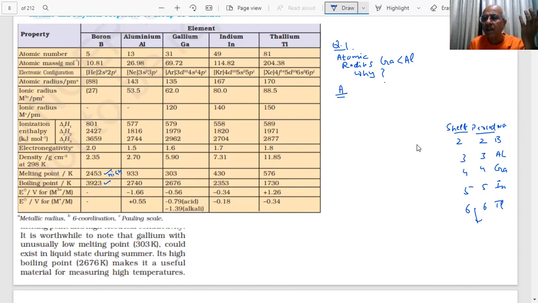But something has happened here: the shielding effect of d electrons. Now the story is, student, I told you that inorganic chemistry is not difficult. It is a scoring subject. Here you have experimental data, facts. You have to explain it.